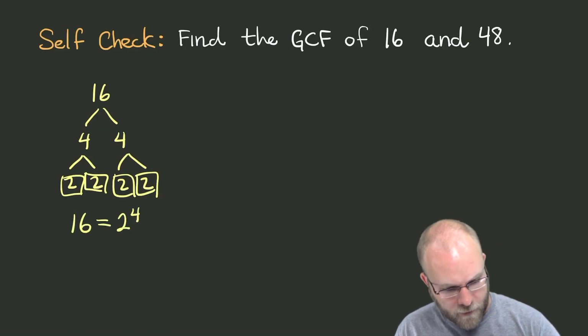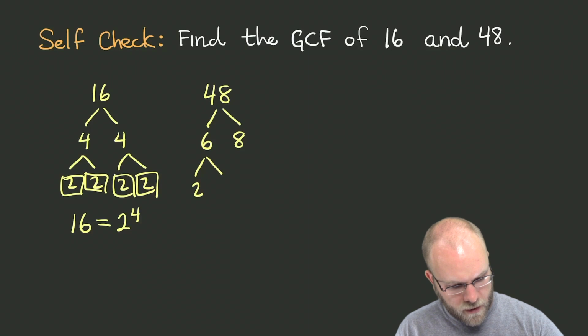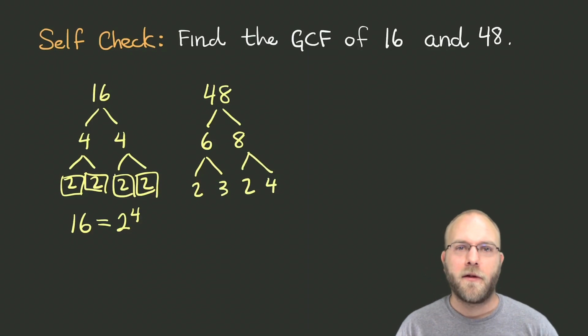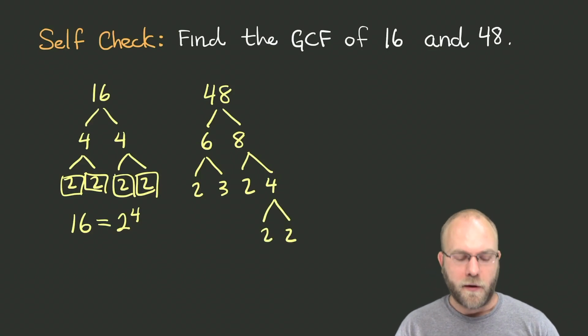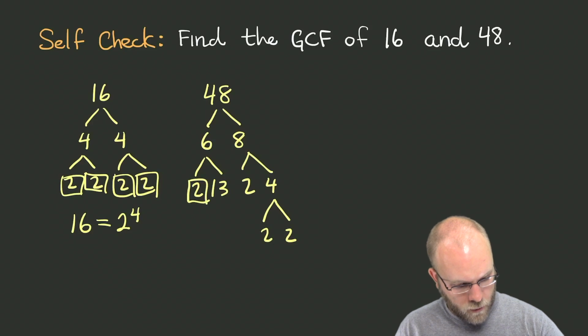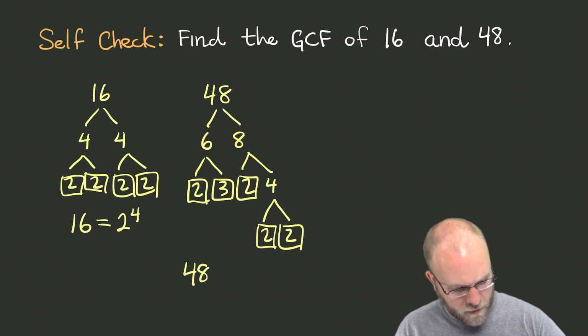Now let's look at the factorization of 48. 48 can be written as 6 times 8. And when we factor this, we're going to get 2 times 3 for 6, and we're going to get 2 times 4 for 8. And then we could write this as 2 times 2. And so our prime factors are 2, 3, 2, 2, and 2. We have 4 2's there, and so we have 48 equal to 2 to the 4th power times 3.